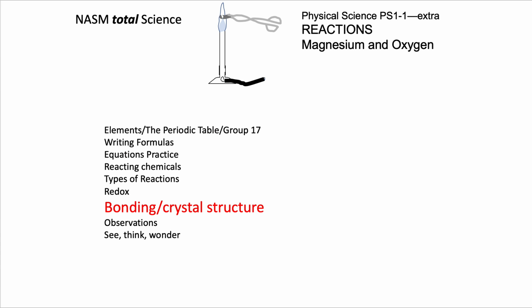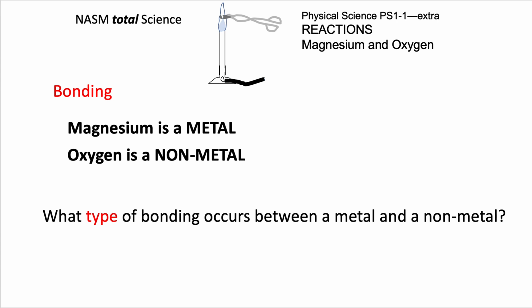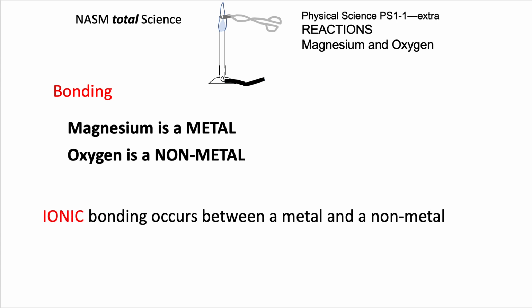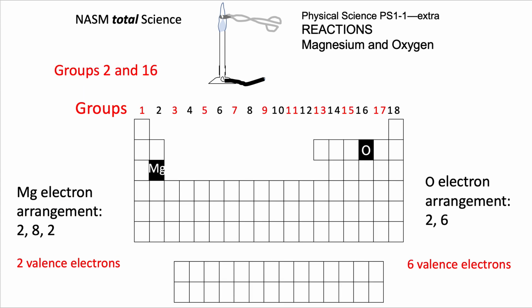Then we're going to look at bonding. We've got a metal and a non-metal. What type of bonding occurs between a metal and a non-metal? It's going to be ionic. And when you've got ionic bonding, you have a transfer of electrons.